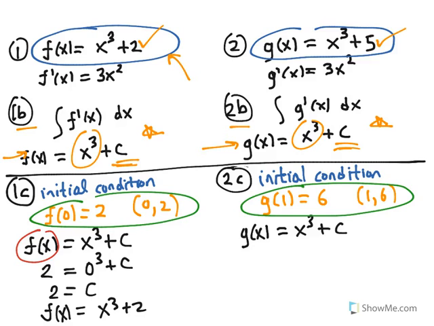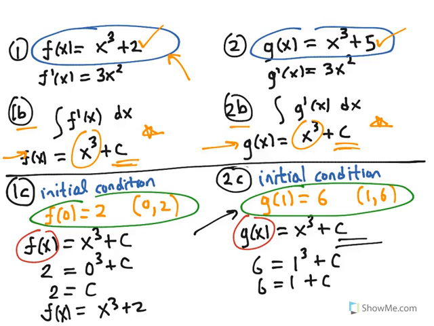And if you look at 2c, now that with my initial condition, I can find what c should be for the original function g. For the original function g, when x is 1, y is 6. And of course, g of x is y. So I replace that with 6, and I replace x with 1. So I have 1 cubed plus c is equal to 6. 1 cubed is 1. So when I solve for c, I subtract 1 from both sides of the equation, and I get c is 5, giving me g of x is equal to x cubed plus 5, using the initial condition that was given.